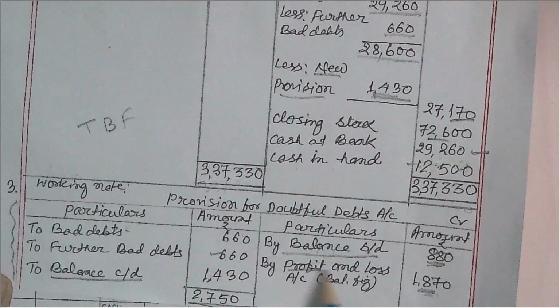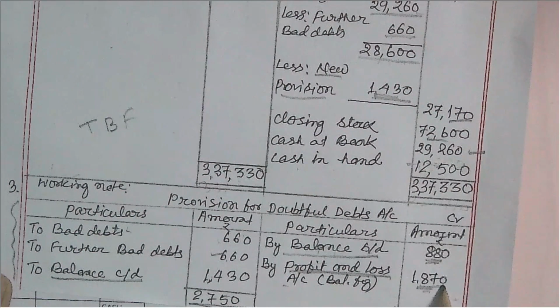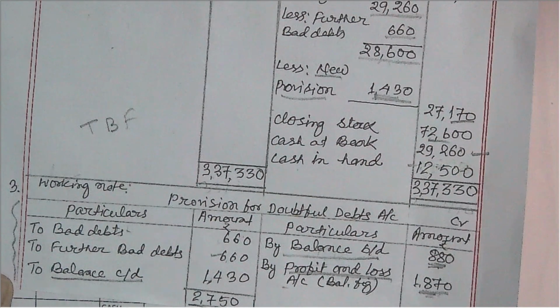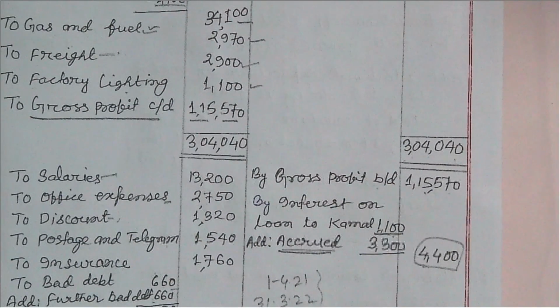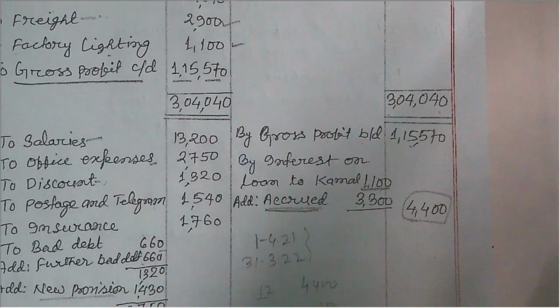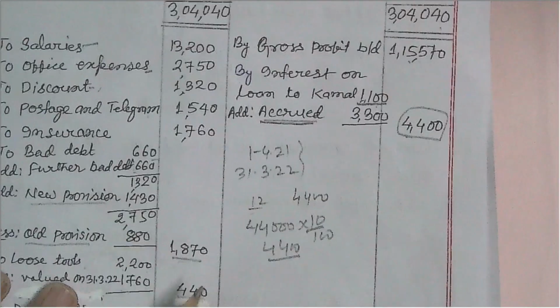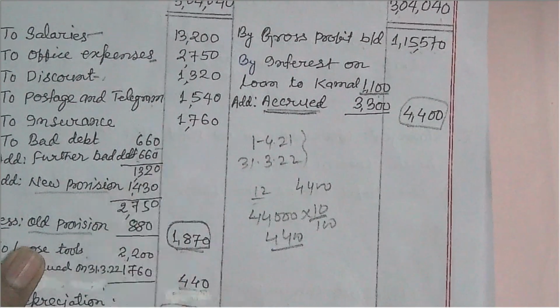You see the profit and loss account. 1,870, this 1,870 is in the profit and loss account. So if you prepare in this manner, you will get this one. This is the profit and loss account. This one here, it is your provision for bad debts. So this one, 1,870. So you can do it in this way also.